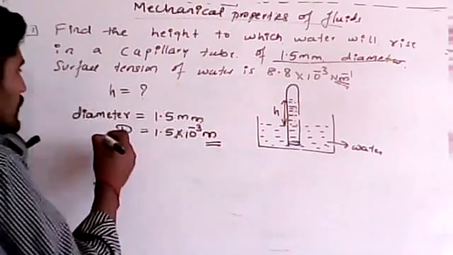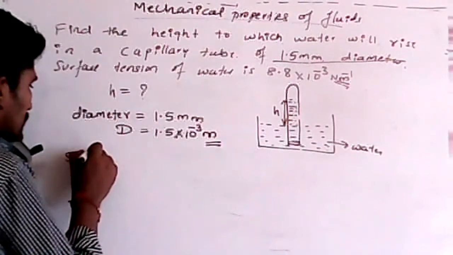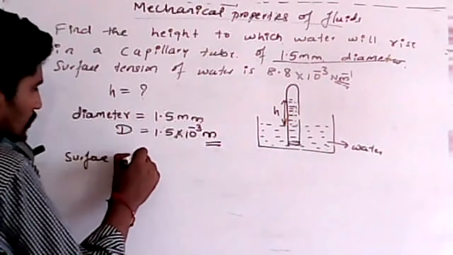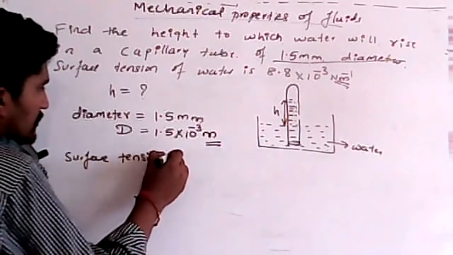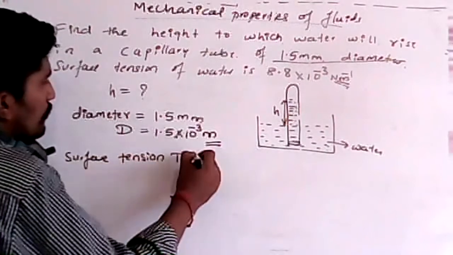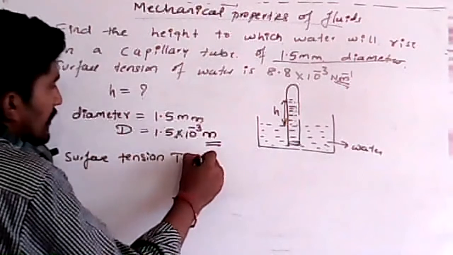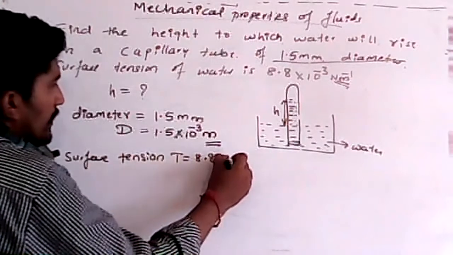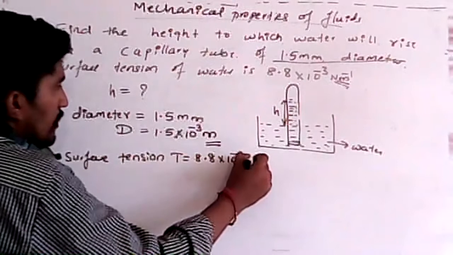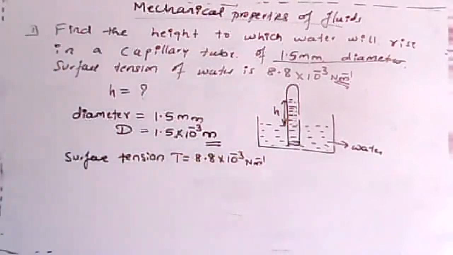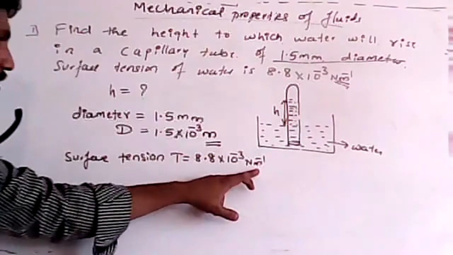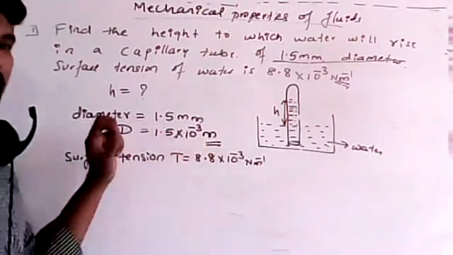Then surface tension is also given. What is the surface tension here? The surface tension T is equal to 8.8 into 10 raised to minus 3 Newton per meter, they have given. So it comes under meter, and this also comes under meter.